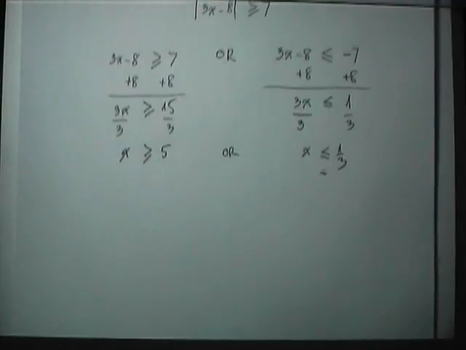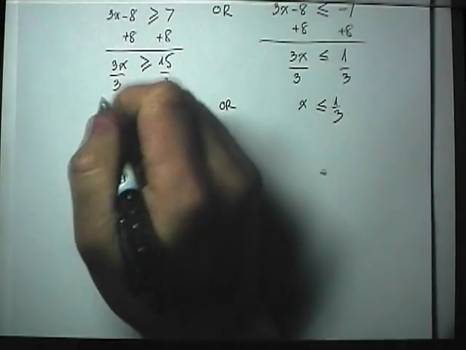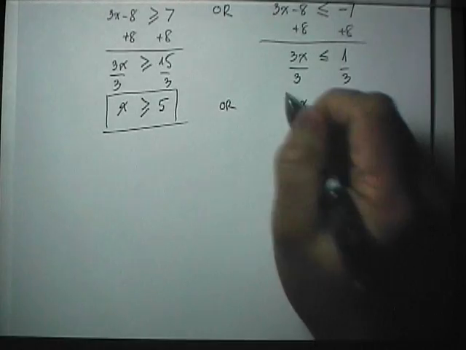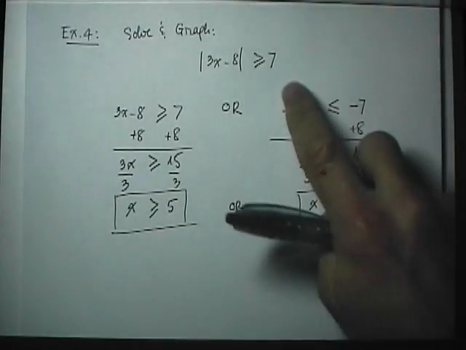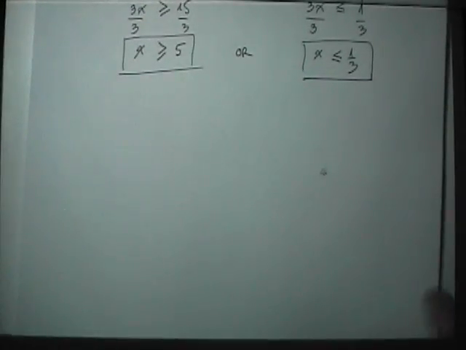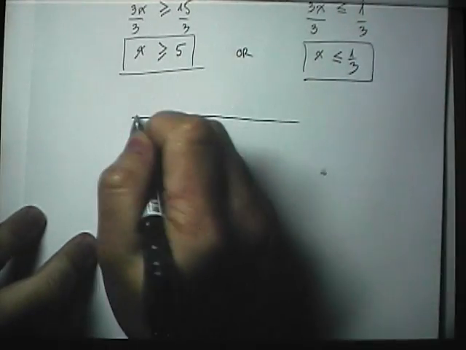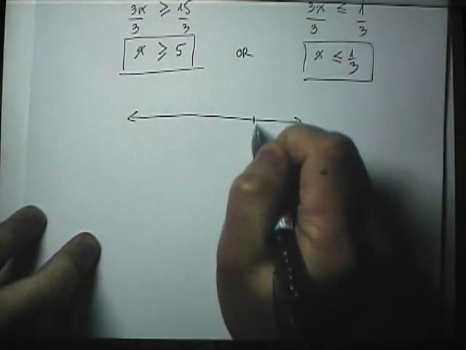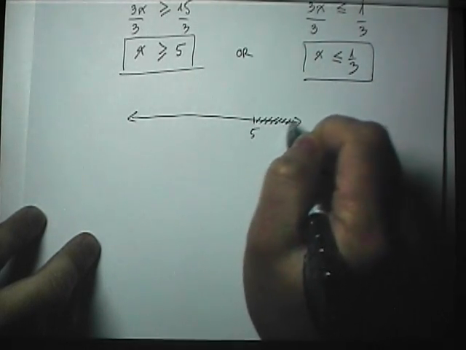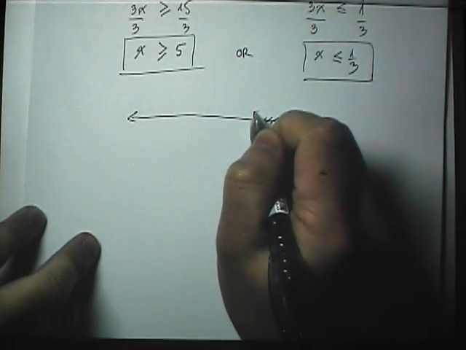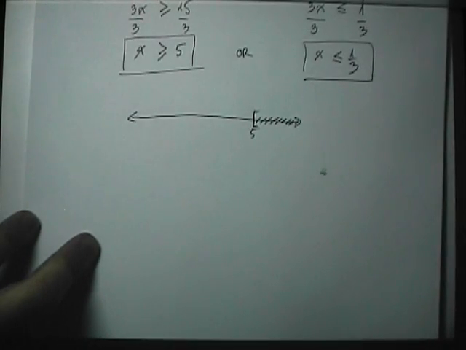Okay? So that's how you logically found the solution to that inequality. Now, to graph the inequality, once again, x greater than 5, you can think about separately. On the line, number 5 is right here. Greater than 5 is that, and greater than or equal to 5, I'm using brackets on 5.